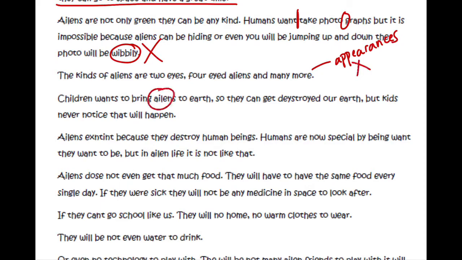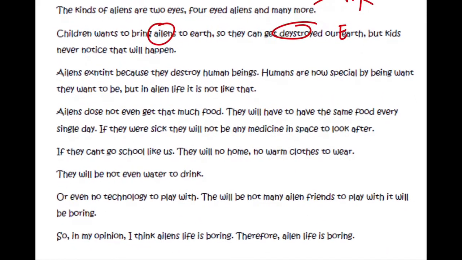"Children wants to bring aliens to Earth so they can get destroyed our Earth." This one needs a capital E. "But kids never notice that will happen." Again, it doesn't relate to the purpose of the question. It's not really talking about anything.